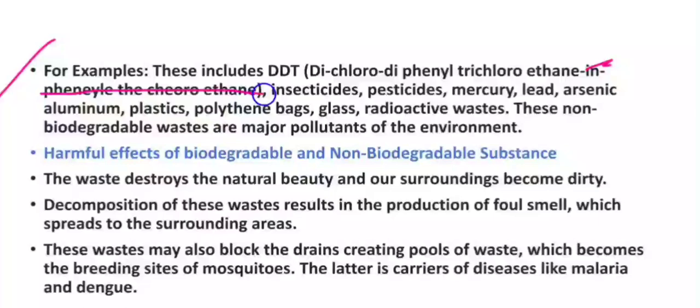Dichloro-diphenyl trichloroethane, and it is used as an insecticide. We use insecticides, pesticides, mercury, lead, arsenic, aluminium, plastic, polythene bags, glass, and radioactive waste we generate. These all come under the category of non-biodegradable substances.